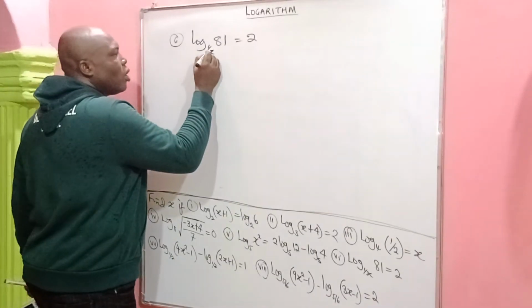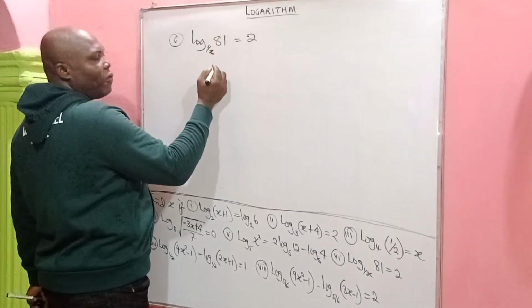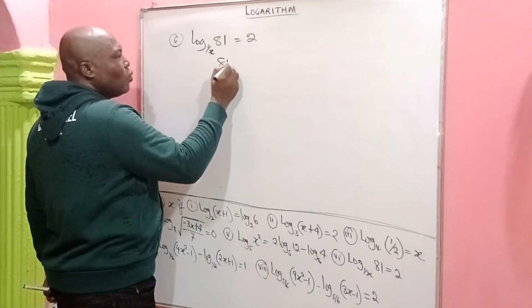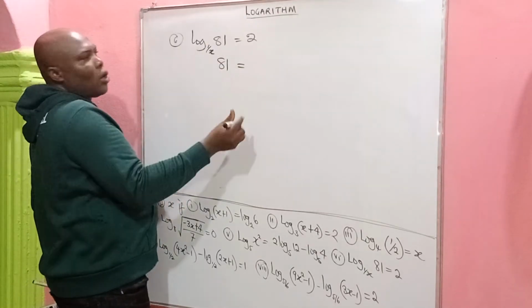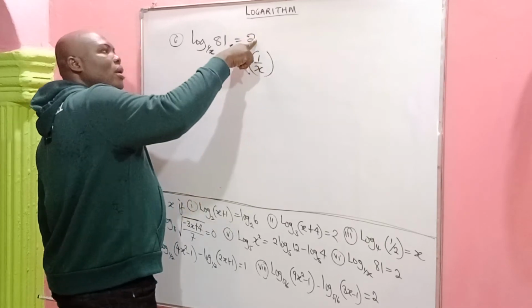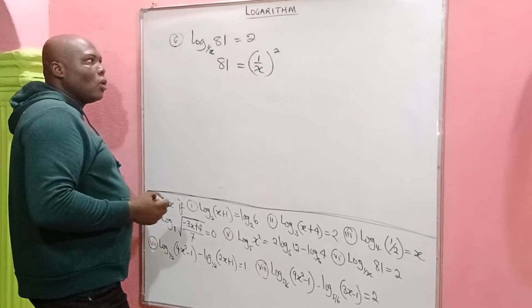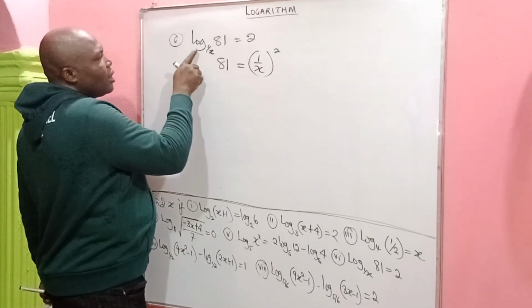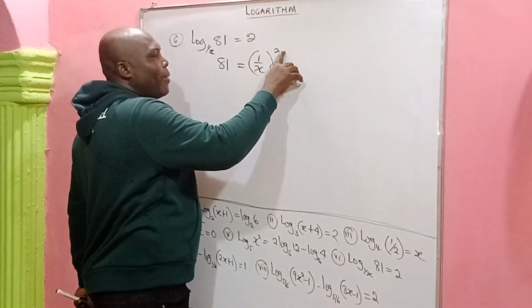The base is 1 all over x. So as usual, we'll make this the subject of formula. So our 81 will be equal to 1 over x, the log to the base of 1 over x crossing to become the normal 1 over x, whereas the 2 that was here will climb up as a power. We are still applying the last law. So 81 will stand. The 2 that was here will go up as a power.